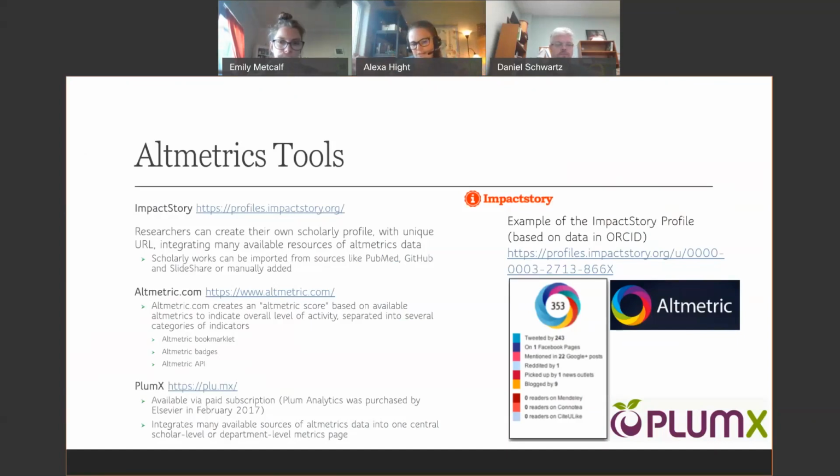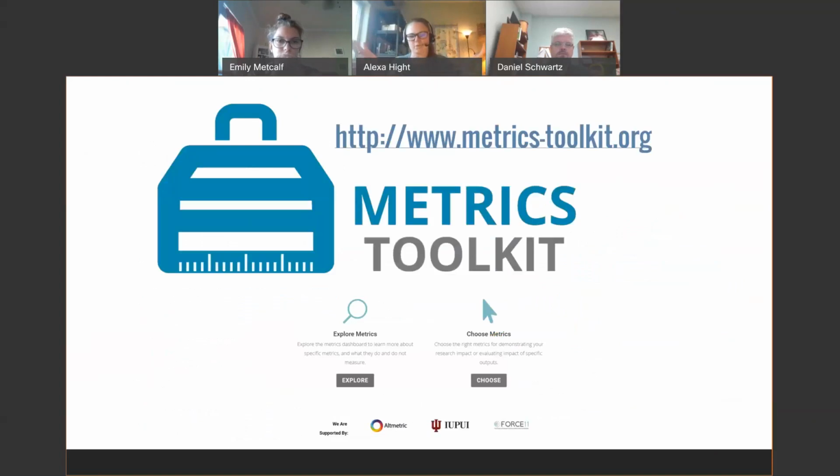There's also PlumX, which is available via paid subscription, and they're owned by Elsevier, so I don't really care for them. But it does integrate different sources of altmetrics data into one central scholar-level or department-level metrics page. There's also the Metrics Toolkit, which helps individuals look at all of the different options out there and figure out what they want to use and how to translate their impact. They can also look at their impact as a whole as one author, or at specific outputs, so specific articles or datasets, and how that works for them.